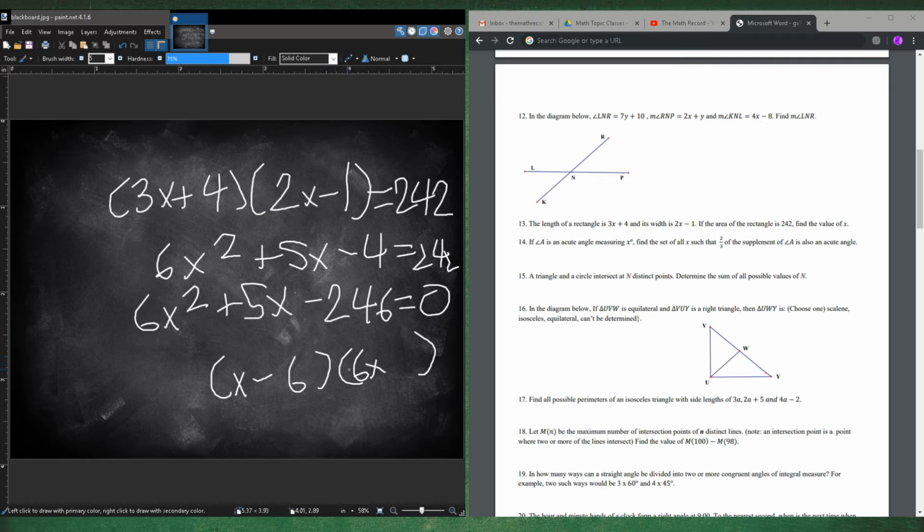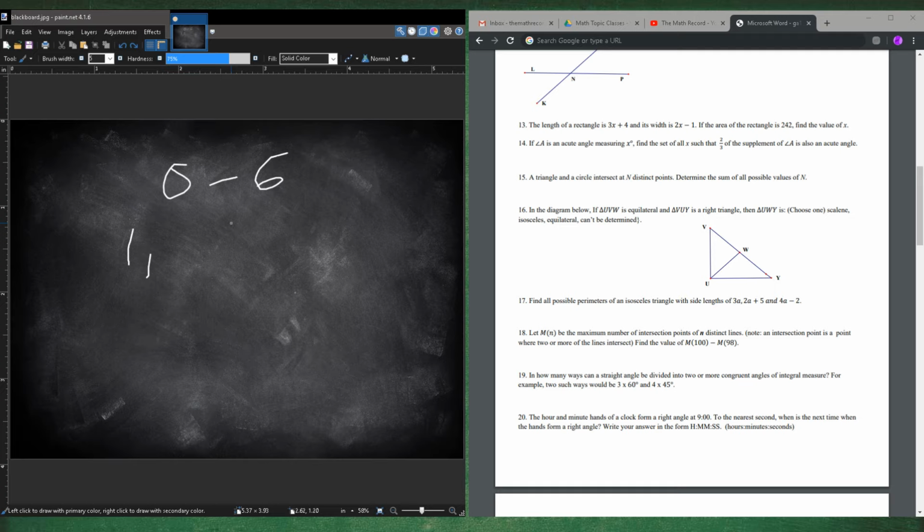Number 16 in the diagram below, if triangle UVW is equilateral and UVY is a right triangle, then angle UWY is scalene, isosceles, equilateral, or can't be determined. So which one is it?